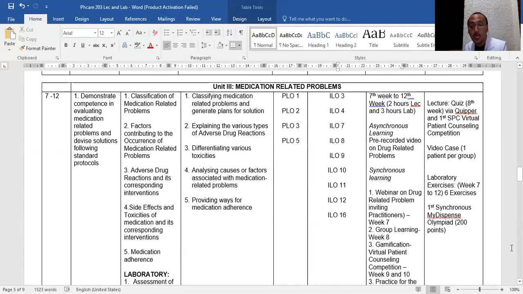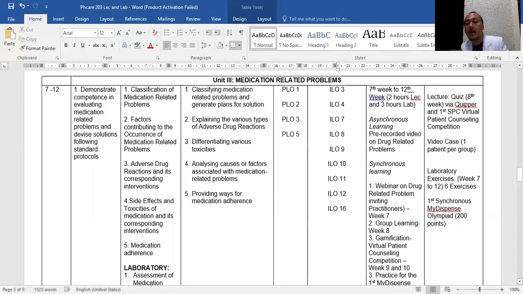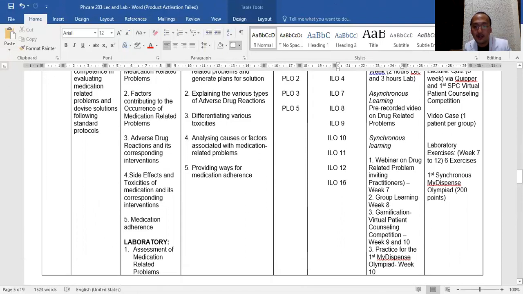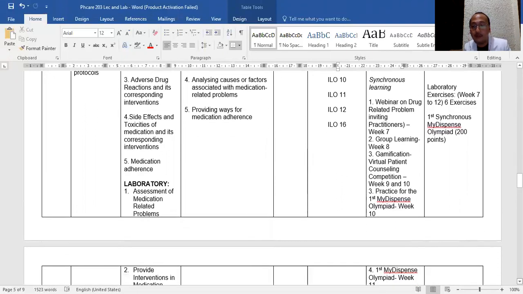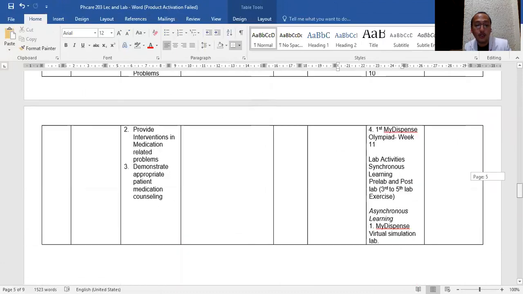So you'll be competing with your classmates from different sections. And of course, there will be prizes given to those who get a particular score, a particular highest score for that. So that will be for our week number 7 and week number 12.